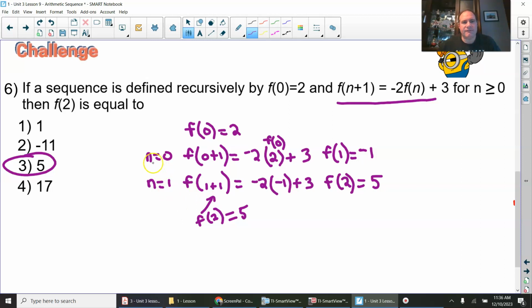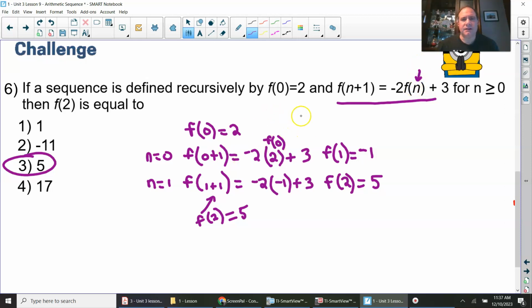All right, so if n is 0, we're going to have 0 here plus 1. So we're looking for f of 1. We have -2 times 2, because in here, this is what you're going to be putting in for the prior term. So f of 0 would be 2. So we're going to do -2 times 2 plus 3. And -2 times 2 plus 3 is -1. So f of 1 is -1.